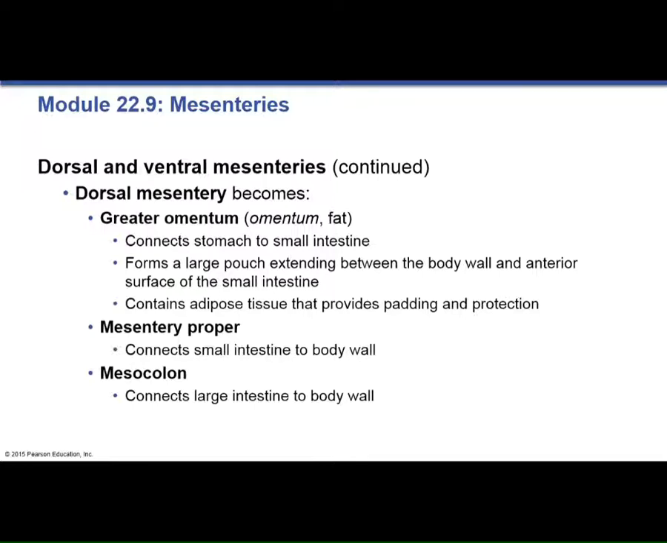It's a big layer of connective tissue, like a fat-filled pouch, and it comes over the body wall and will cover most of the small intestine. It provides another layer of padding and protection. Then there's the mesentery itself, and then there's the mesocolon, and this is going to connect the large intestine to the body wall. So think meso, the mesentery, connected to the colon, the large intestine.